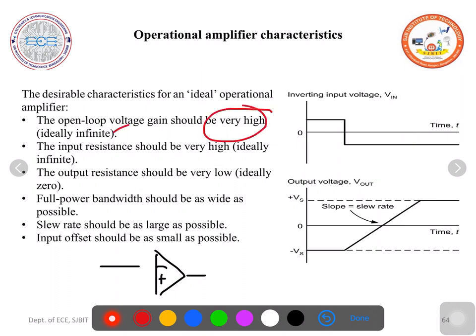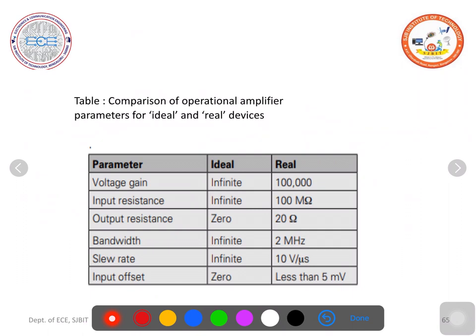Here a few more things are given. Let us go through this. The open loop voltage gain must be very high, but ideally it is infinite. The input resistance is ideally infinity, but actually it is very high. The output resistance is ideally 0, but it is of very low value. Full power bandwidth is usually infinity, practically it is very high. Slew rate should be as large as possible, because within no time the output should follow the input. Input offset should be as small as possible.